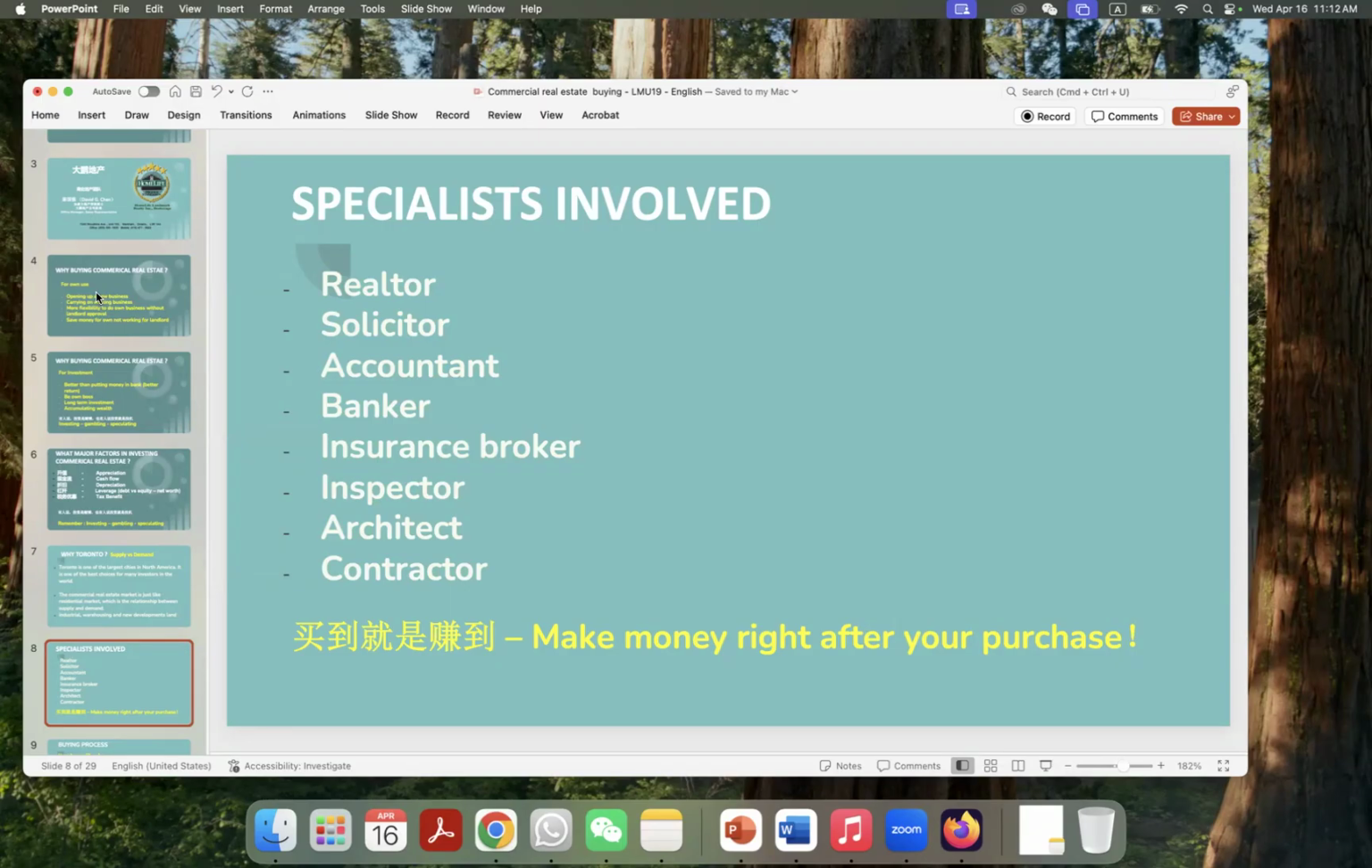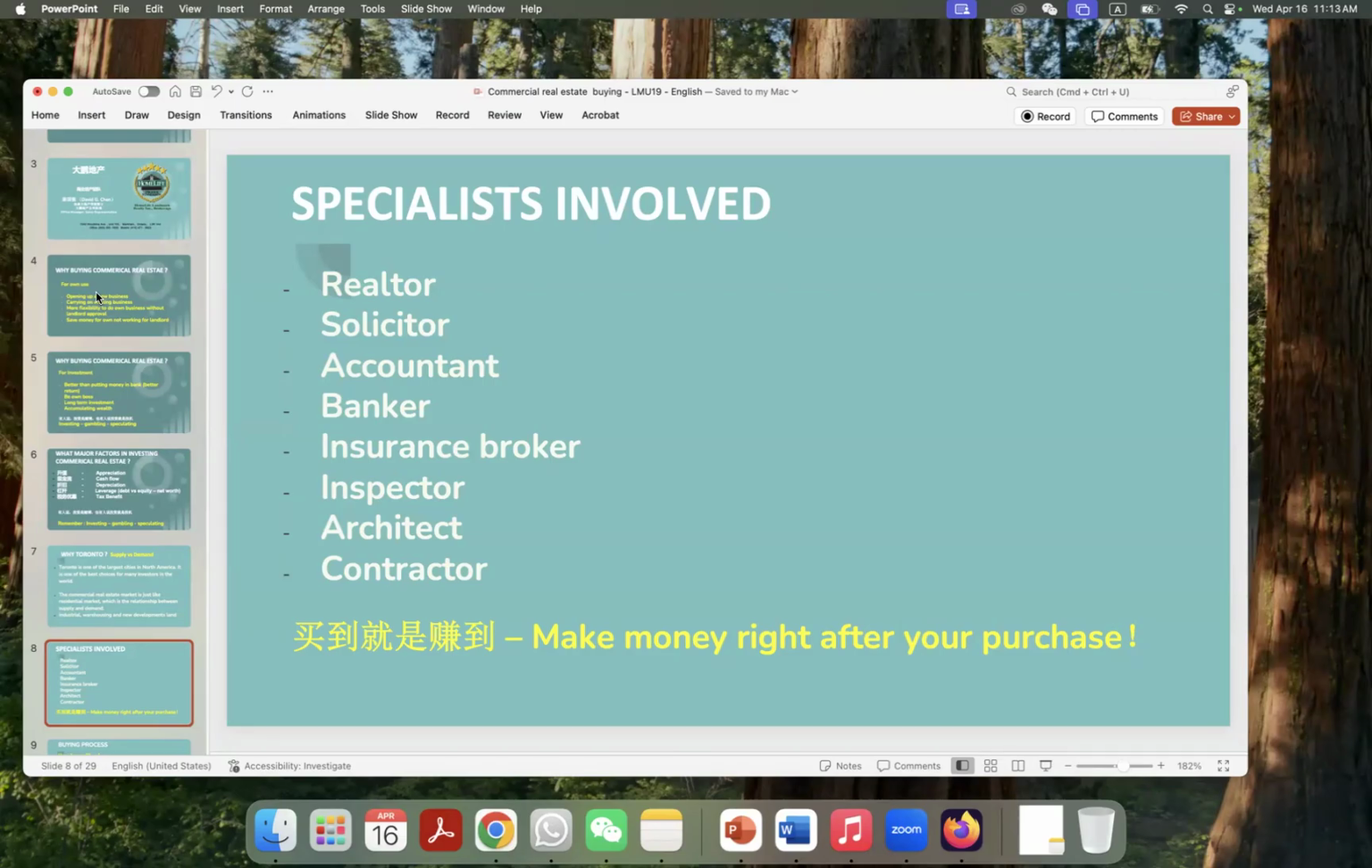Again, you need a lawyer, right? For sure. You need an accountant, not like residential. You need an accountant. How do you evaluate, how to review the financial statements? And of course, for commercial, you need a mortgage, business loan, right? You need a banker, you need a lender to help you as well. And in addition, of course, insurance broker and inspector. The inspector is not like a home inspector, it's a commercial inspector. They have a different way to inspect the property, right?